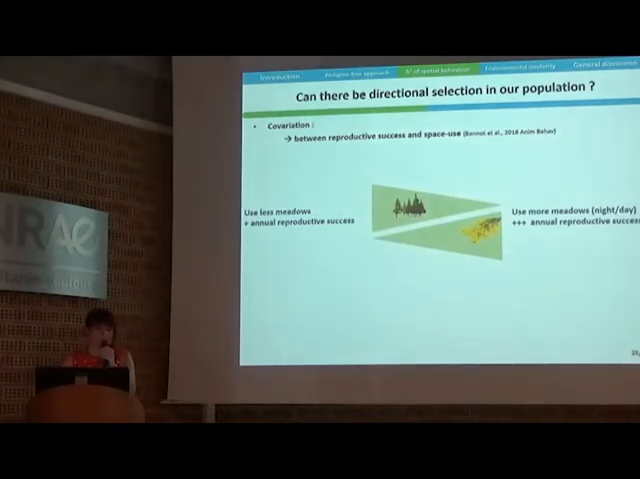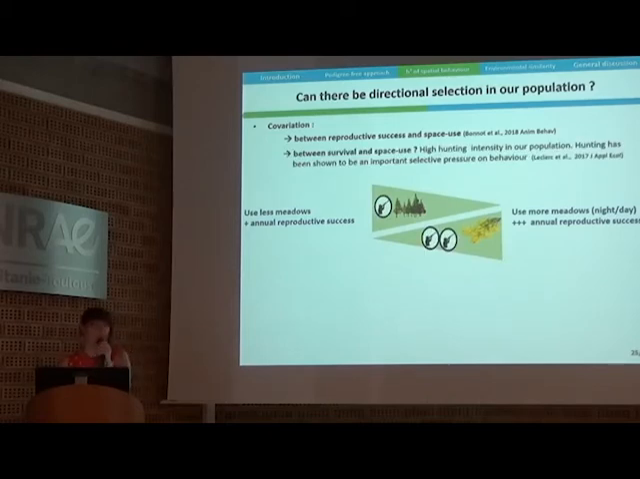Furthermore, I told you that there were two assumptions. The second assumption is that we hypothesize that there is directional selection in our population. But what do we know about selection in our population? First, we know that there might be a correlation between reproductive success and space use, because individuals that use more meadows, so open habitat, are going to have a higher annual reproductive success.